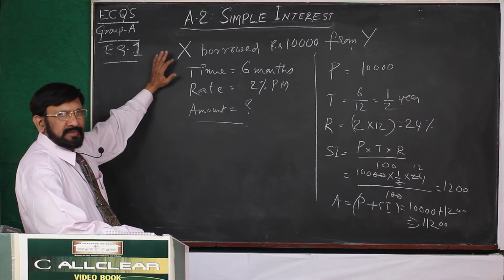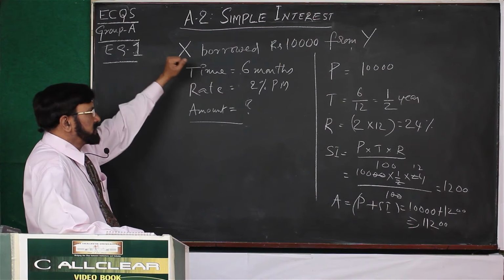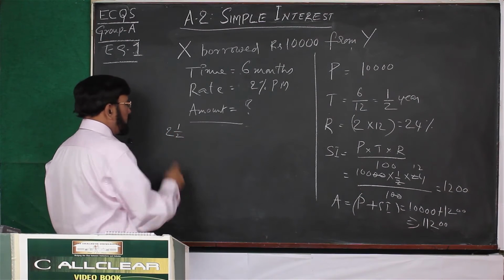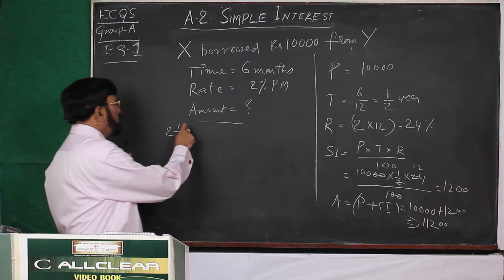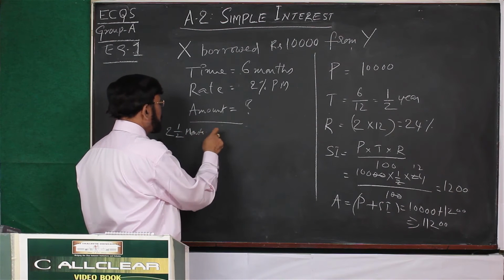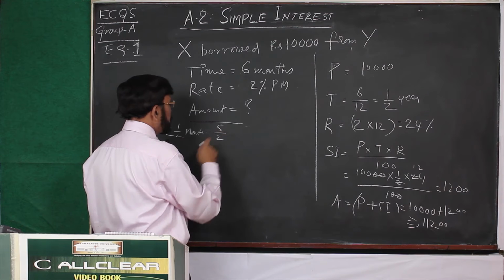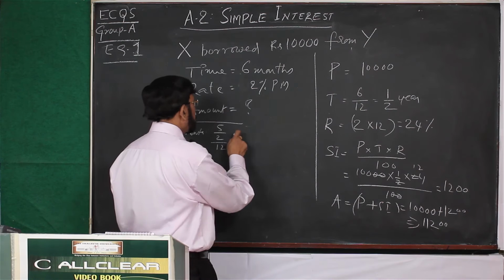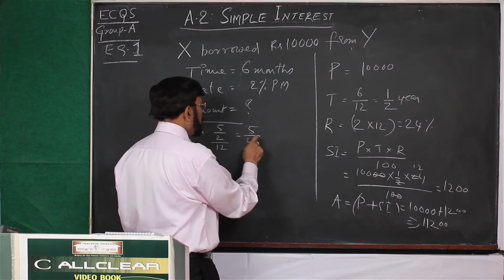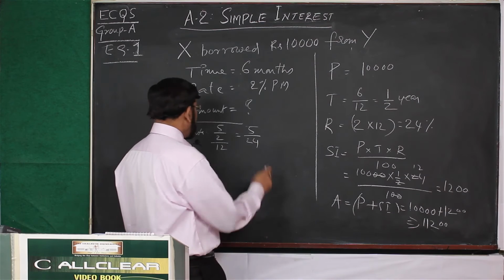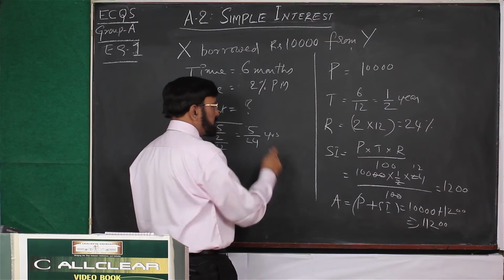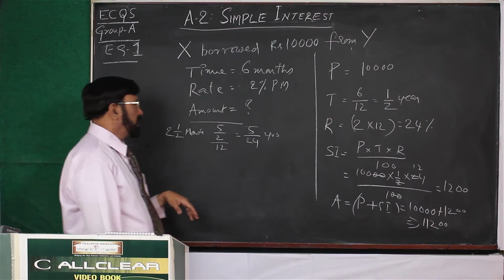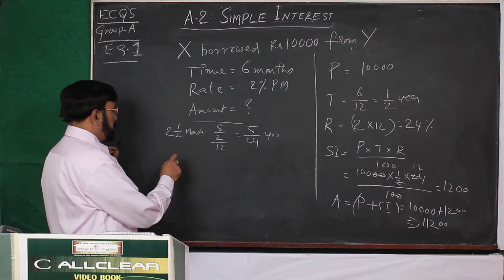Now, what type of intricacies you may face? Here time is given as 6 months. Sometimes time may be given like 2.5 months. Then don't get confused, it is simple. 2.5 means 5 by 2 months, divided by 12 to convert into years, that is 5 by 24. 5 by 24 years, that you have to substitute, where half was there, 1 by 2 was there. You have to substitute this.